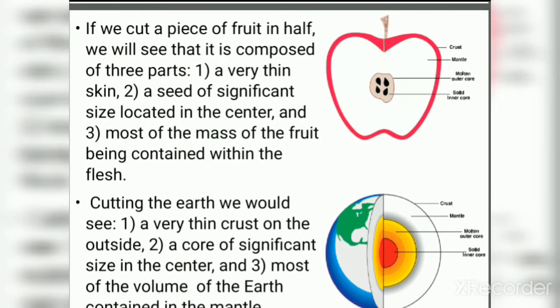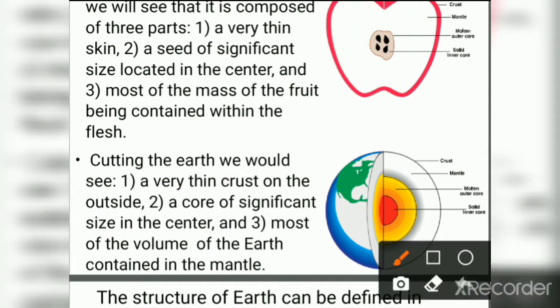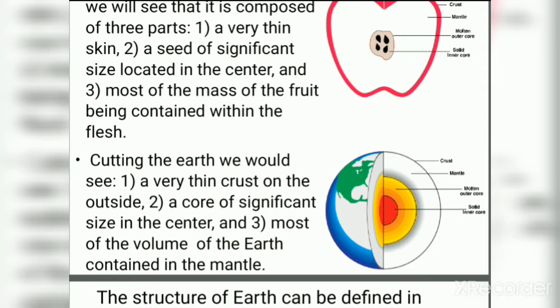For easy understanding, the Earth can be compared with a fruit. If we cut a piece of fruit in half, we can see it is composed of very thin skin, a seed of significant size located in the center, and the most mass of the fruit being contained within the flesh. Cutting the Earth, we could see a very thin crust and a core at the center, and the main volume is contained within the mantle. So, this is the core, mantle, and the outer thin crust.